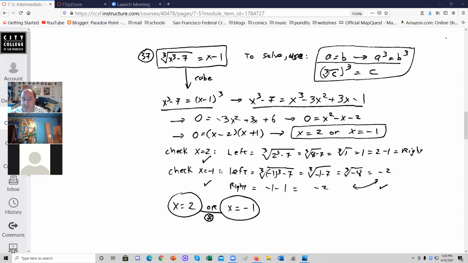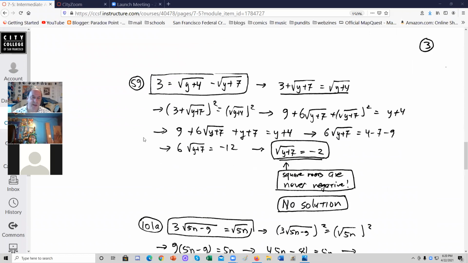So it checks. Check x equal to -1. The left side is cube root of -1 cubed minus 7, which is -1 minus 7, which is cube root of -8. Fortunately, cube roots don't mind negatives, so this is in fact a -2. The right side is -1 minus 1, which is -2. Again, these check. So we have two roots, x is 2 or x is -1.